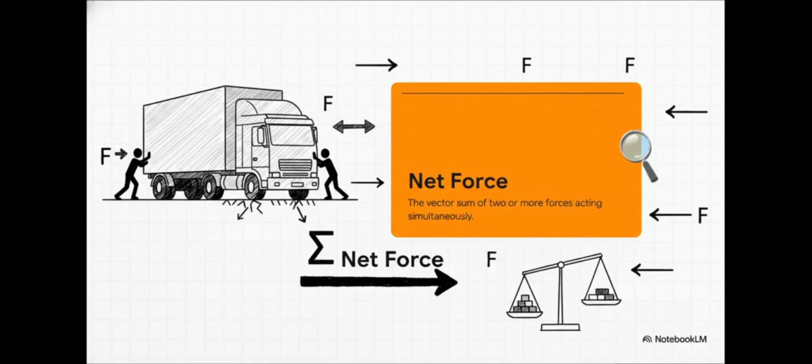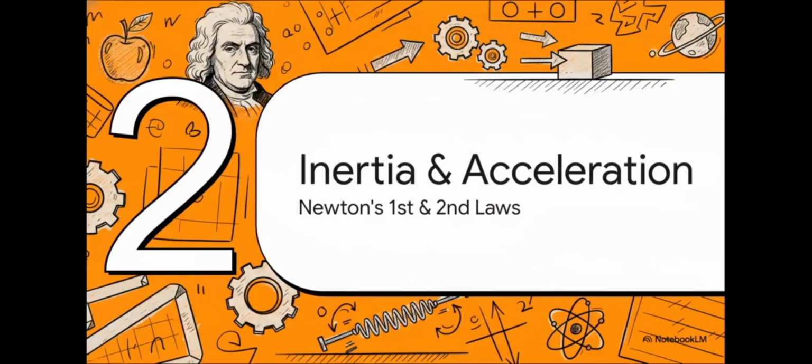The net force is what we call the vector sum of all these different pushes and pulls happening at the exact same time. It's basically the mathematical bottom line. It dictates what the object is actually going to do. If all those forces perfectly cancel each other out, the net force is zero and nothing changes. But if they don't cancel out, well, things are about to move. Which brings us right into Section 2, Inertia and Acceleration, exploring Newton's first and second laws.